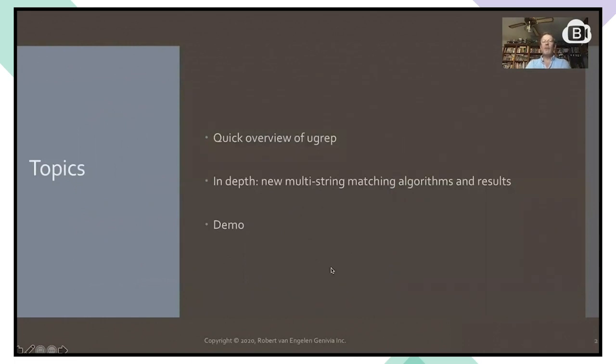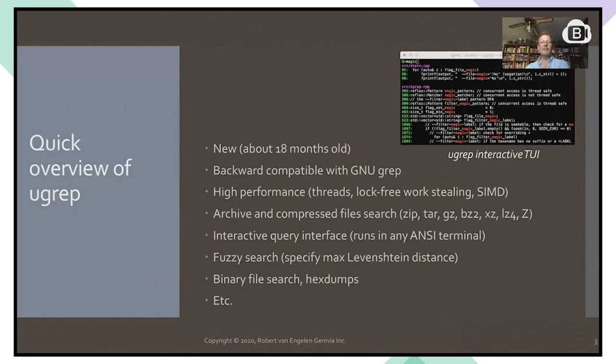So I'm going to talk a little bit about Ugrep, in which these algorithms are implemented. Then in depth, we will talk about the new multi-string matching algorithms and the results, and we'll give a brief demo on how this works in practice. You can use this tool to aggressively look for anything, anywhere in your file system. And of course, other grep tools do the same thing, but we added a bunch of new features that makes this, by the users at least, a preferred utility.